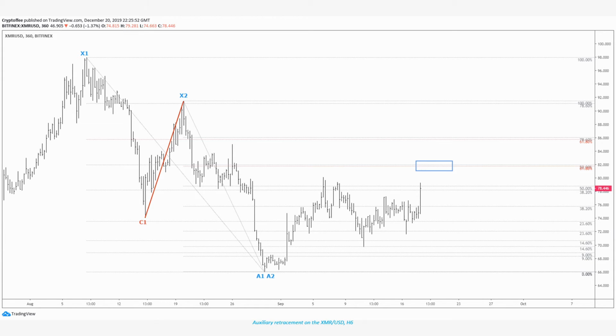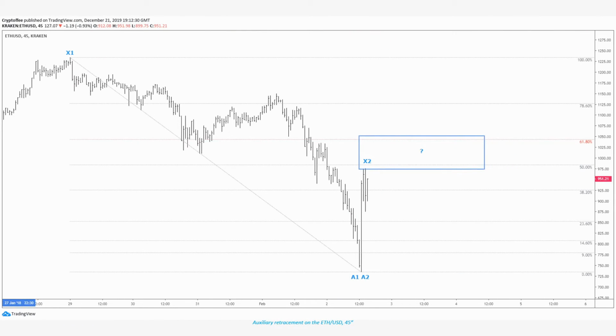Both tools allowed us to define key resistance clusters, 50% and 61.8. As seen here, price reached a resistance cluster and then started downward from this area. Thus, the auxiliary retracement allowed identification of the key resistance cluster.